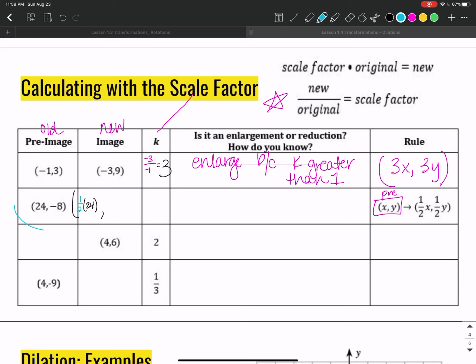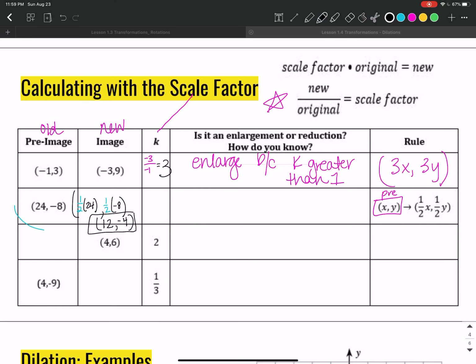And then 1/2, and our y is -8. So literally you can substitute. What's half of 24? That would be 12. All right, just below here, 12. And half of -8 is -4. So this would be my image.